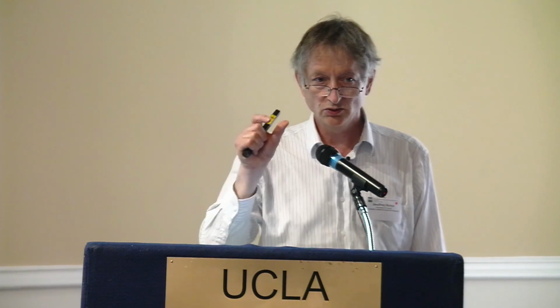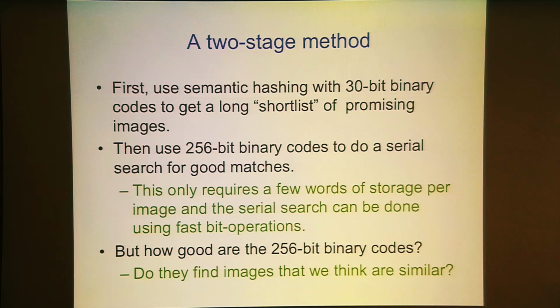And we're going to actually use a two-stage method. We'll use a neural net that gets a very short code, and using that very short code you can very quickly get a short list of, say, 100,000 images that are similar, or maybe 10,000 images that are probably similar. And then in that short list you can do a more accurate match using, say, a 256-bit binary code.